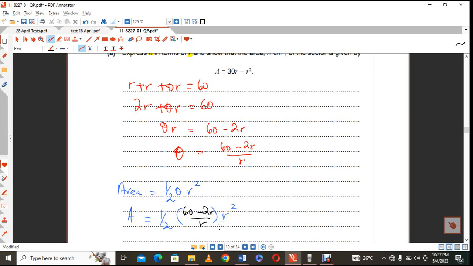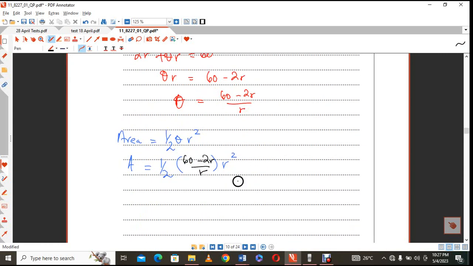Okay, so from here, your algebra should be sound. Remember, if I just write it out nicely, this is a half, and this is 60 minus 2r over r, and this is nothing but r times r. I'm just doing that because I want to cancel out common r's here. So this r and this r cancel. I'm going to be left with a half, and then I have 60 minus 2r times r.